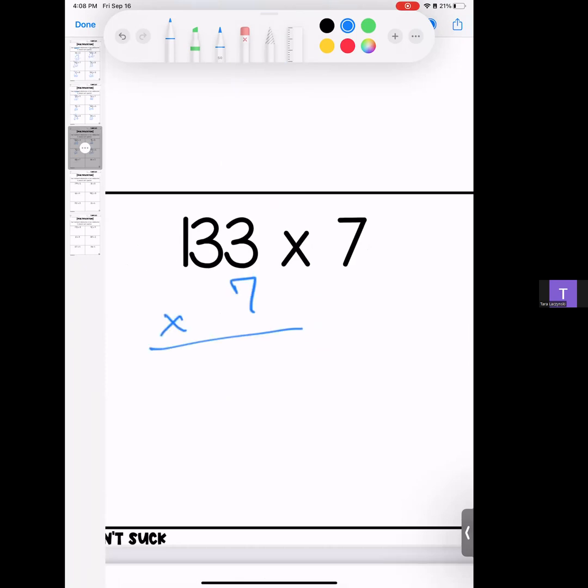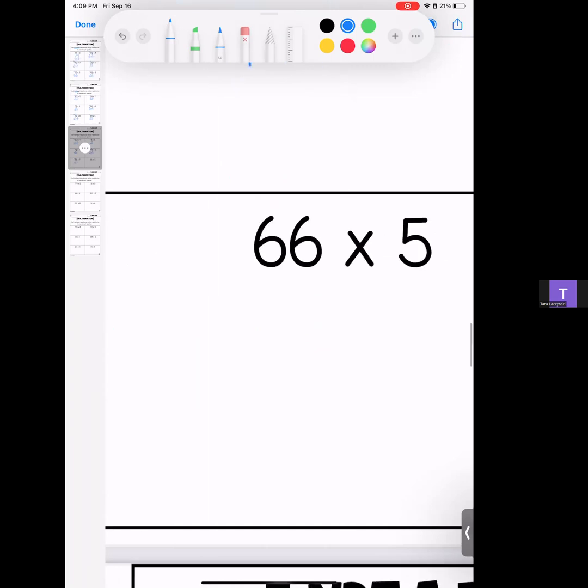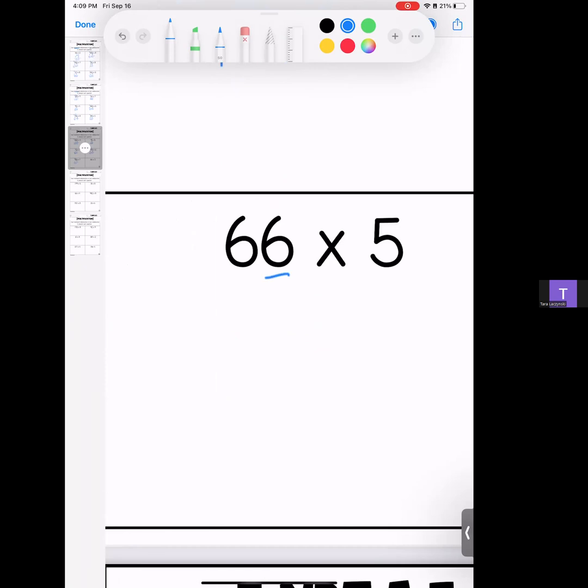133 times 7. 7 times 3 is 21. 7 times 3 is 21. Add 2 is 23. 7 times 1 is 7. Add 2 is 9. 931. 66 times 5. 6 times 5 is 30. 6 times 5 is 30. Add 3 is 33.